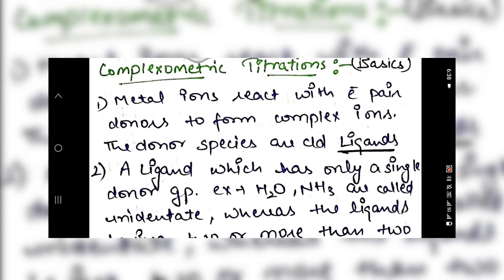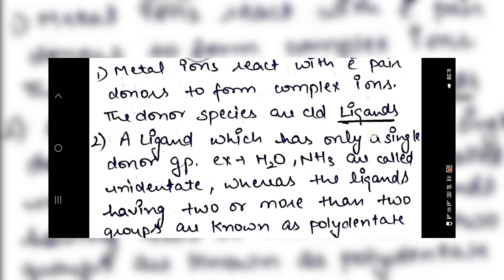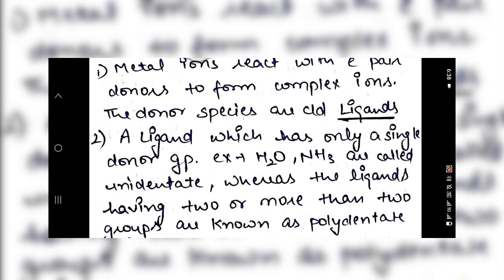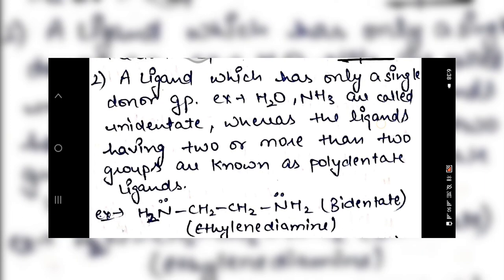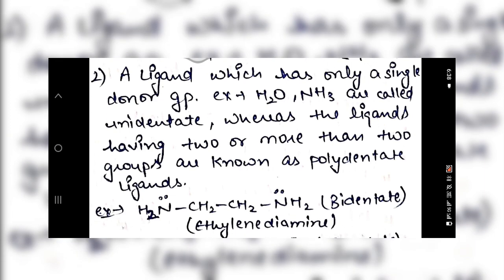Now, complexometric titrations basics. Metal ions react with electron pair donors to form complex ions, and the donor species are known as the ligands. A ligand which has only a single donor group, for example H2O, NH3, are known as unidentate ligands, whereas the ligands which have two or more than two groups to donate are known as polydentate ligands.